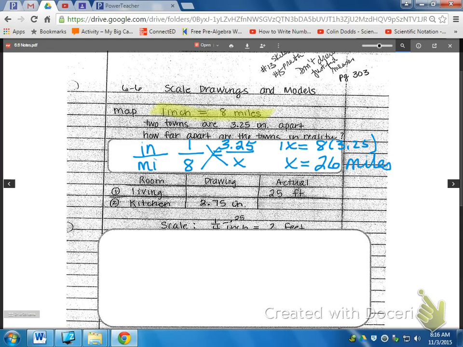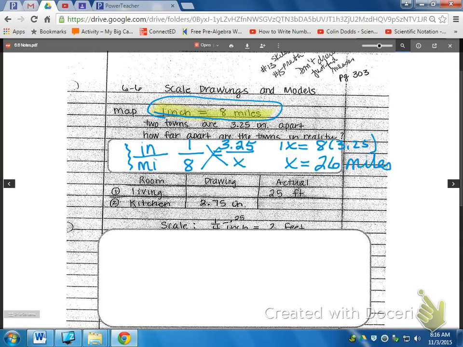Okay, questions with that? You go by whatever scale they give you. Make sure you put a note out there that helps you. I think that helps a lot, so you know where you put everything. Fill in all the spots, and then cross multiply and divide. That one we didn't have to divide because the number in front of the X was just 1. All right, are there any questions?